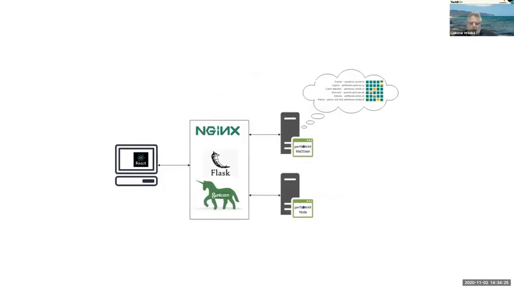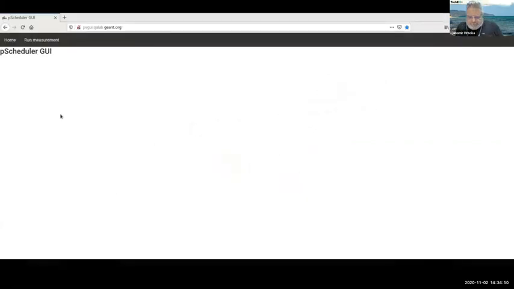So in the end, we ended up with this architecture. A React JavaScript application running on the client machine communicates with the MaDDash API and pScheduler API through the Python Flask application running on the Gunicorn WSGI server configured on the Nginx web server. And after this introduction, let's take a look at the user interface.